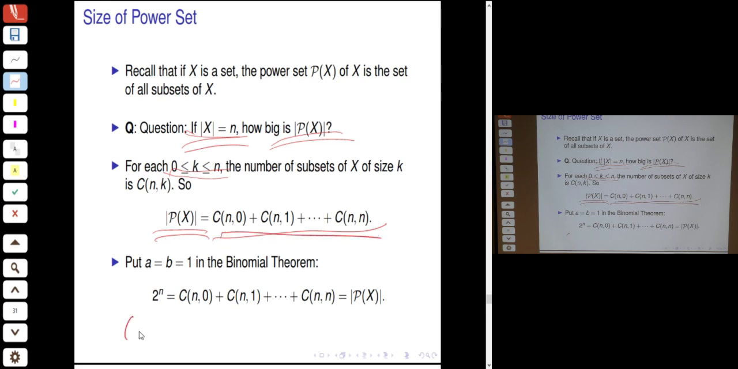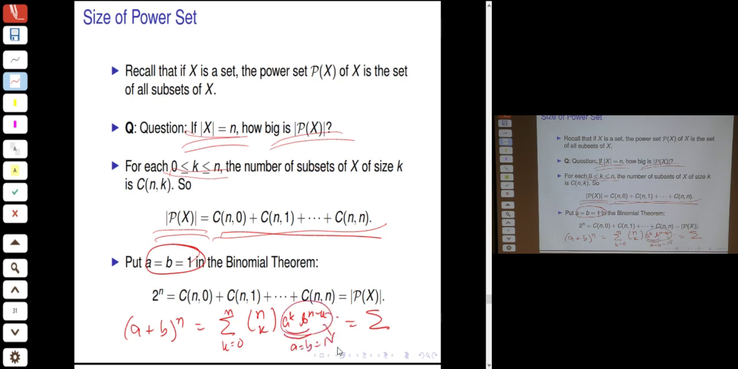How? Because we know that (a plus b) to the power of n is the summation, k equal to 0 to n, of n choose k, a to the k, b to the n minus k. So now what you do is that you simply put a equal to b equal to 1 in this formula. So what you get on the right hand side is that each term, if you put a equal to b equal to 1, will turn into 1. So you just get the summation of n choose k, k between 0 and n, which is exactly what you have here.